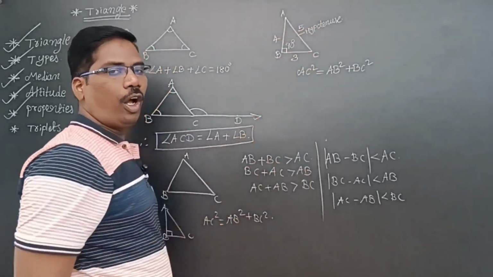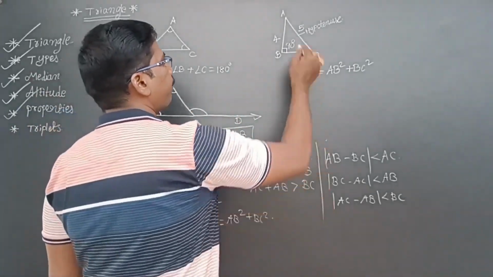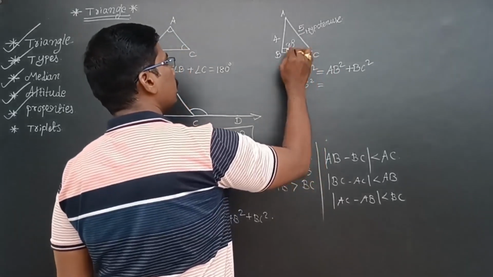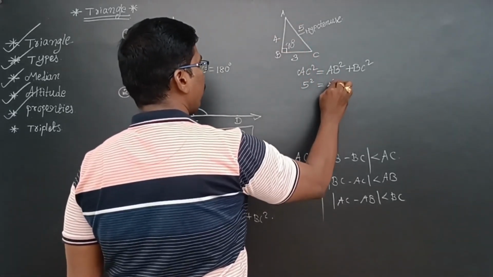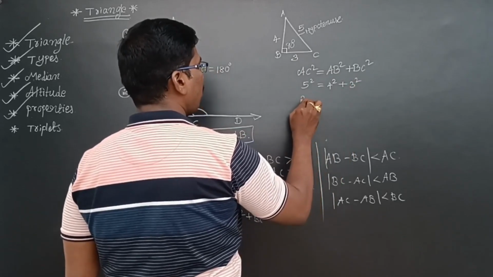See, 3, 4, 5. How is it magic? So, 3 after 4, 4 after 5. Now, we will take 5. So, 5 square. AB means 4, 4 square. BC means 3, so 3 square.